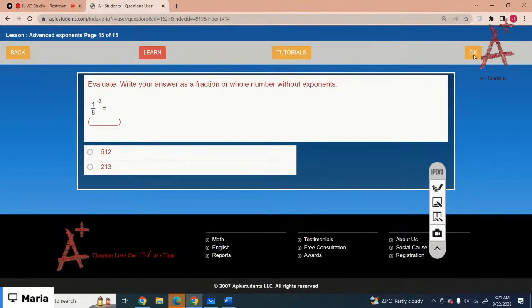8 times 8 is 64. And yes, that would be 512. So the correct option is 512. Got it?